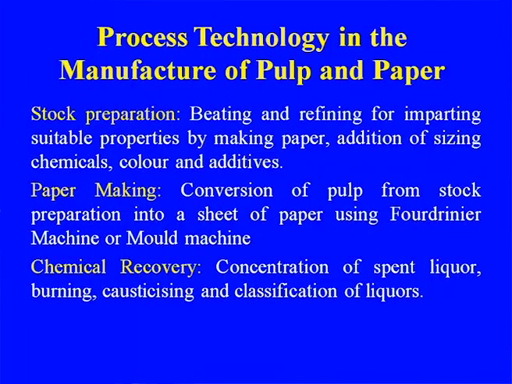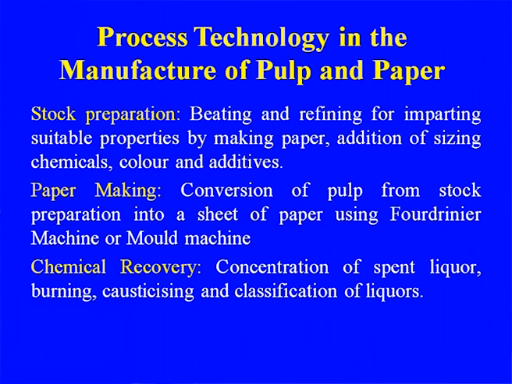All these things are mixed during stock preparation, and finally after stock preparation the pulp goes for paper making, that is, the conversion of the pulp from stock preparation into a sheet of paper using a Fourdrinier machine or a mold machine. We have two to three types of machine: it may be a Fourdrinier alone, or a combination of Fourdrinier and mold machine, or only a mold machine, as in some mills where they make duplex or triplex board.